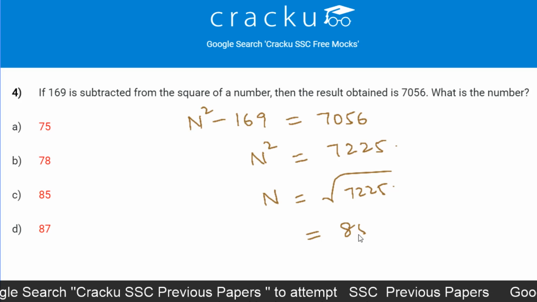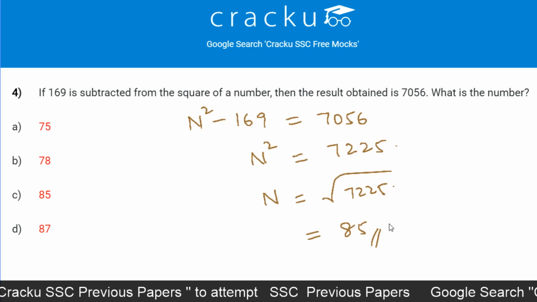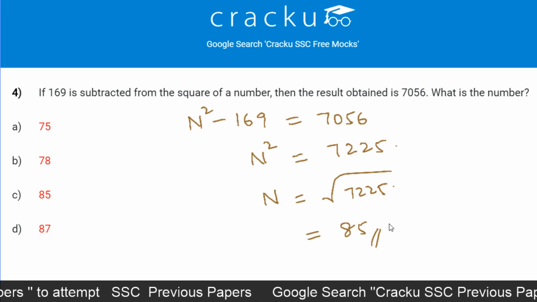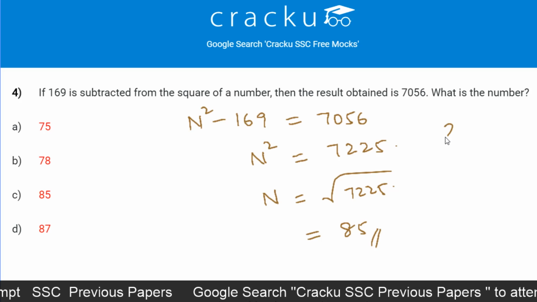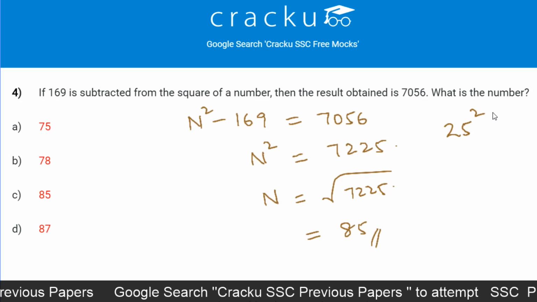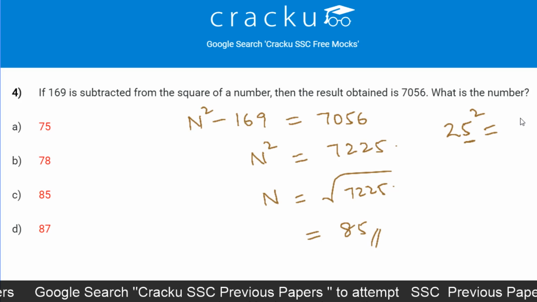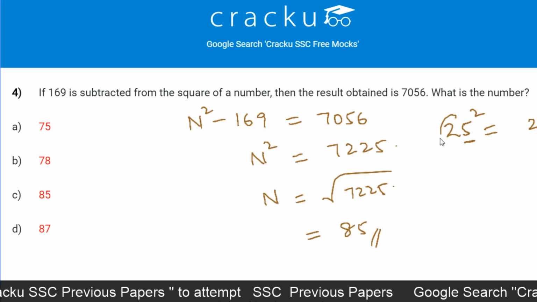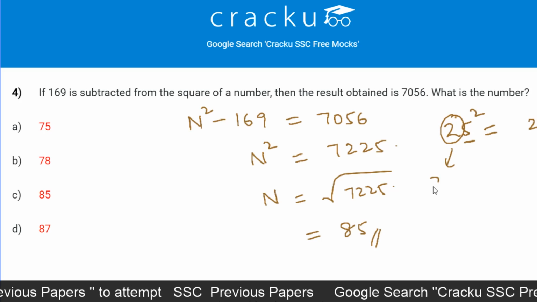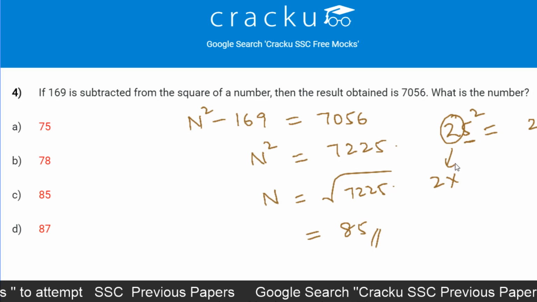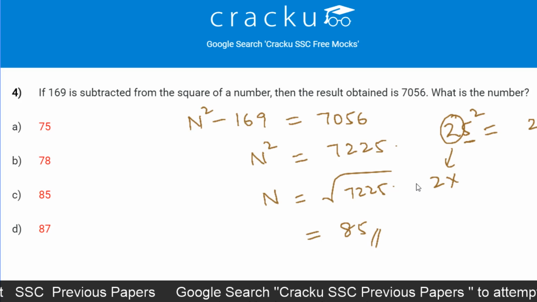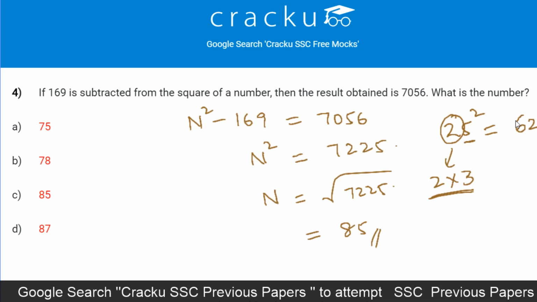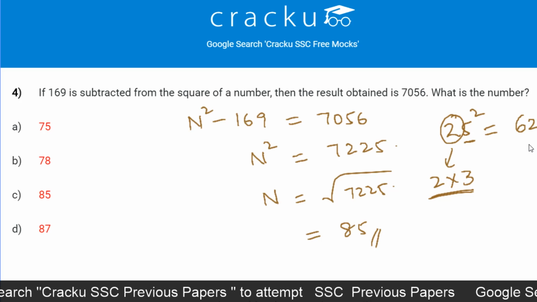It is 85. As you know, the trick for numbers ending with 5, for the squares of numbers ending with 5, for example, if you want to find the square of 25, first write the value of 5 square, that is 25. Now take 2, multiply this 2 with the next consecutive number, that is 3. So 2 into 3 is 6, place that 6 over here. So 25 square is 625.